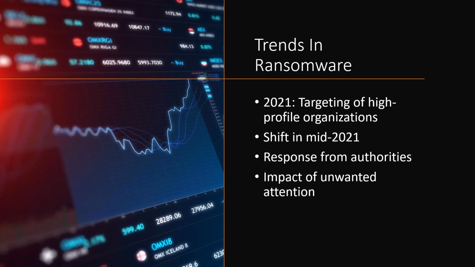In the middle of 2021, we actually saw a switch to more middle range targets. This is companies that take in a general amount of 50 to 60 million dollars a year. And we saw this change due to response from authorities. So that would be authorities both cracking down on ransomware attacks and criminals in general.